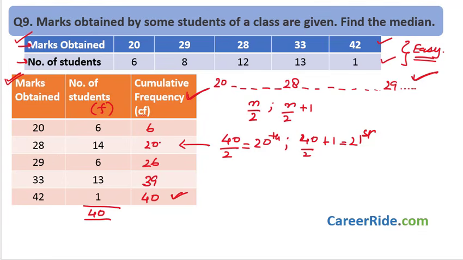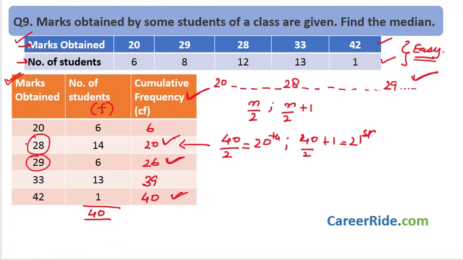So the 20th student would lie in this range, right? And what are the marks they have scored? They have scored 28 marks. Here the students with 28 marks end, and then the students with 29 marks start. So my 21st position would lie in this row, right? And what is the data here? The data here is 29 marks.